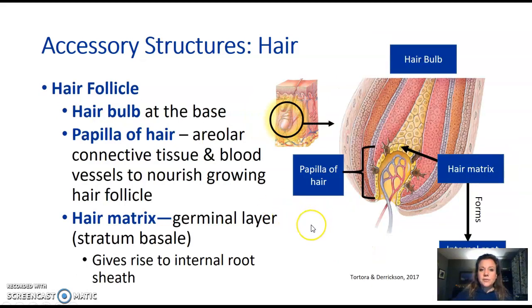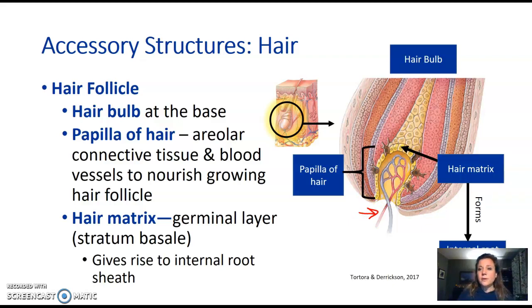But now let's take a closer look at what lies at the very base of the root sheath. We have the very base of the hair follicle, which consists of the hair bulb, the papilla, and the papilla contains something called the hair matrix. The papilla of the hair contains areolar connective tissue and also blood vessels, as you can see in the picture.